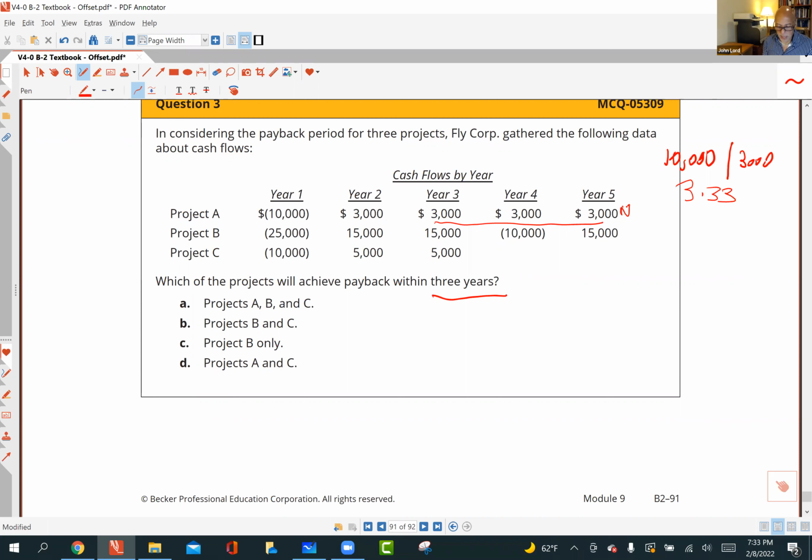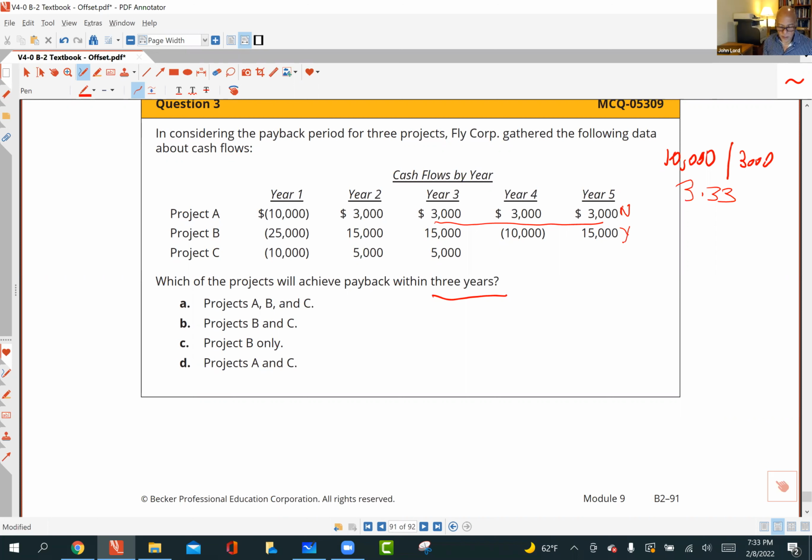Now, project B has an initial investment of 25,000. They make a big deal of it: oh, if the cash flows are uneven, you're going to have to, and they go on and on. Let's just look at it. 25,000 investment, 15,000 comes in year 2, 15,000 comes in year 3. By year 3, we will have collected 30,000. We will recoup our investment in less than 3 years there. So the answer to that one is yes, we're going to do that.